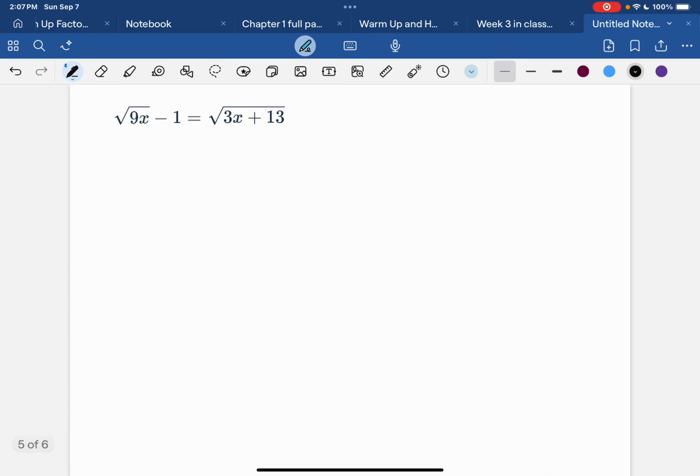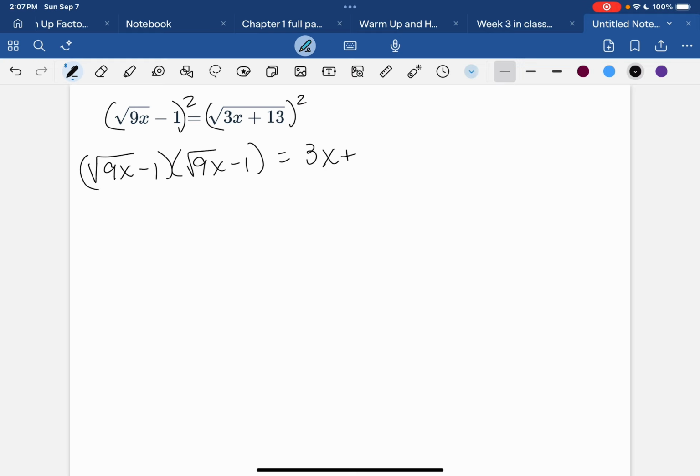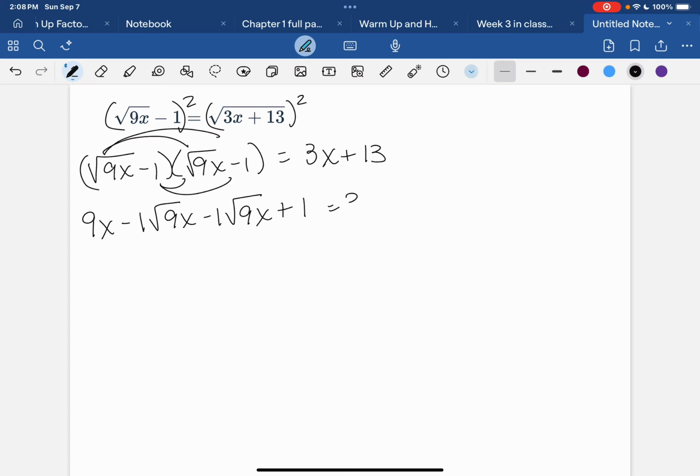Last one. This is the hardest section, okay? We're going to square both sides again. So I have the left side, I have to write it twice. On the right side, the square and the square root just go away. It's 3x plus 13. And I foil. Square root of 9x times square root of 9x is just 9x. Minus 1 square root of 9x. Minus 1 square root of 9x. Plus 1 equals 3x plus 13.